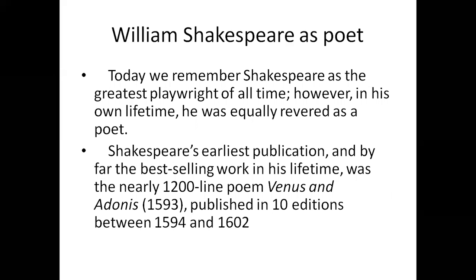The second poet who gained immense popularity during the Elizabethan era was William Shakespeare. William Shakespeare is essentially known as a dramatist, but he did write a lot of poetry as well. His first work was a 1200 line poem, Venus and Adonis, which was published in 10 editions between 1594 and 1602. So this was one of his earliest publications, and of course, one of his best selling ones as well.